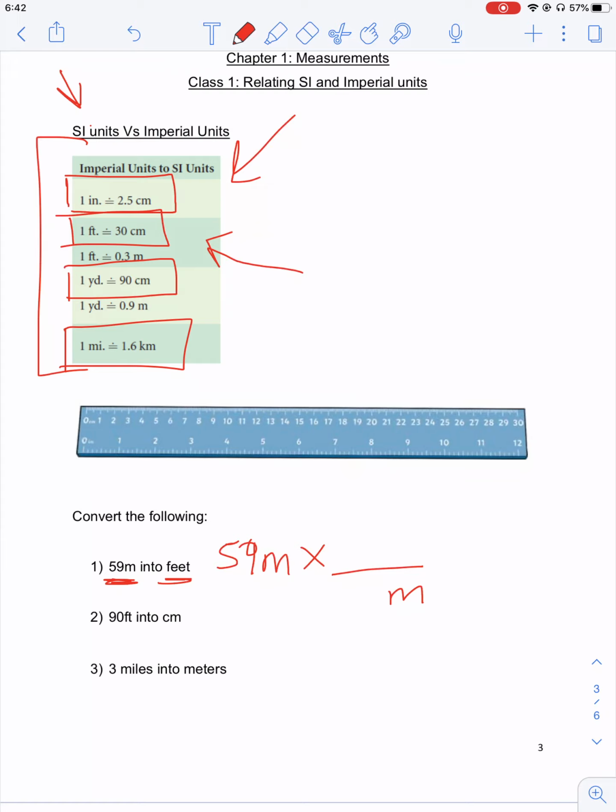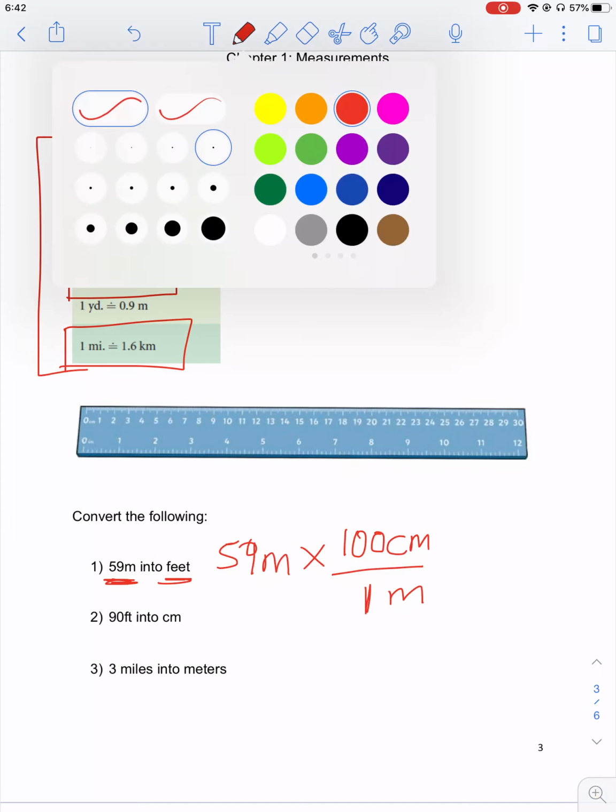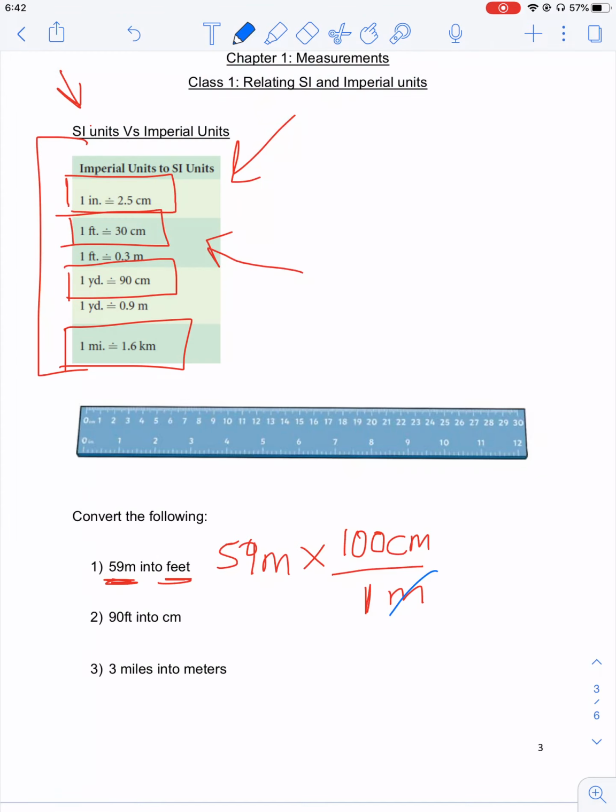So I know that 1 meter is actually equal to 100 centimeters, right? So this is one of the famous ratios that you should all know. So now the meters and the meters, they cancel. You know what? Let me use a different color to cancel my units. Okay, so just so that it's slightly easier to follow. But you see, if I leave it like this, then my final answer will have centimeters, but I don't want centimeters, right? So I'm gonna have to multiply this again.